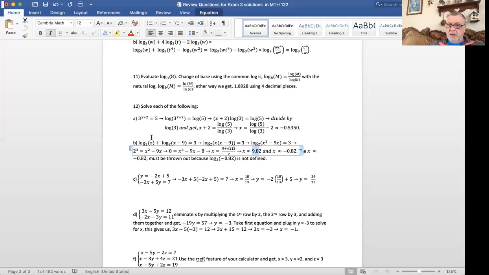Similarly, if I put the minus 0.82 in here, I'm going to take the log base 2 of minus 0.82. That's not defined either. So I have to throw away the minus 0.82. And I just mentioned it here as the first one, the log of x.